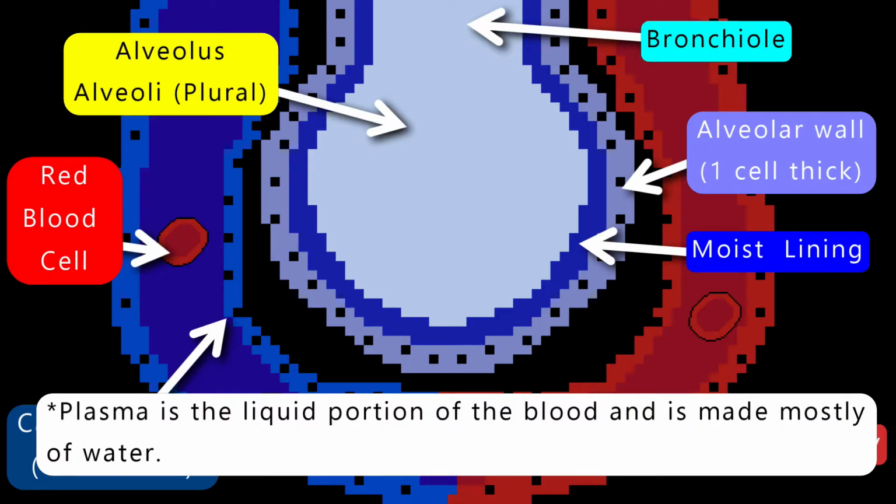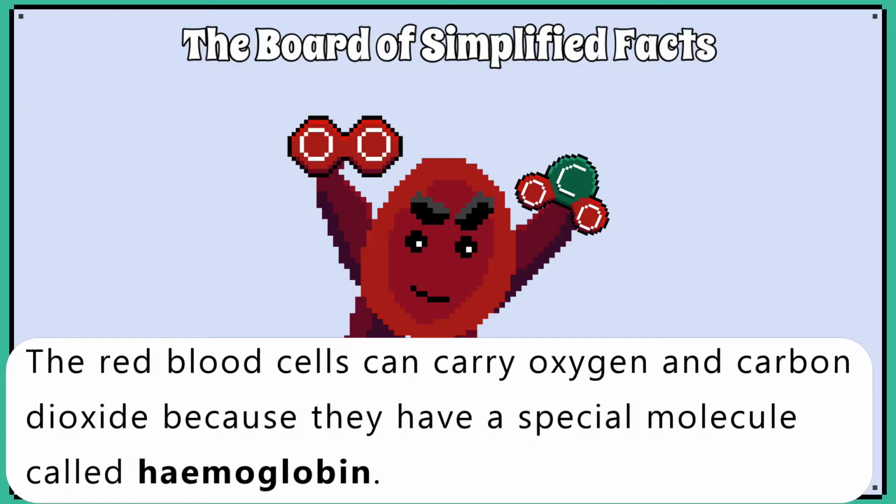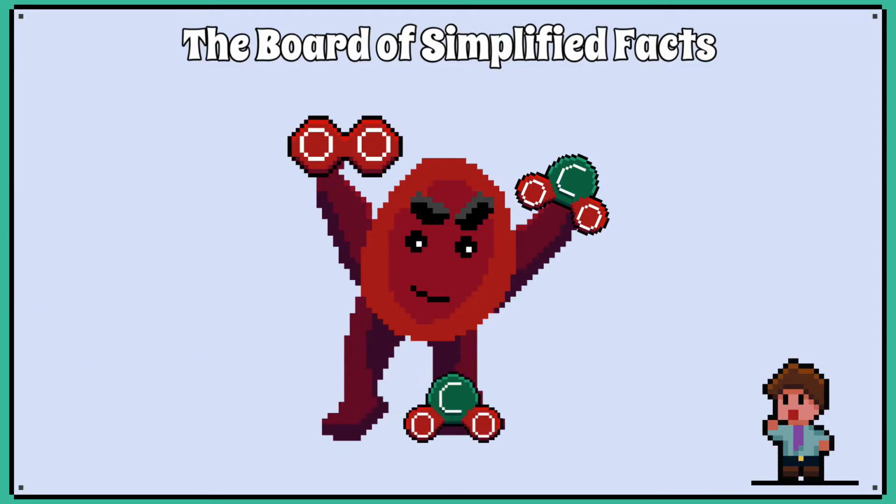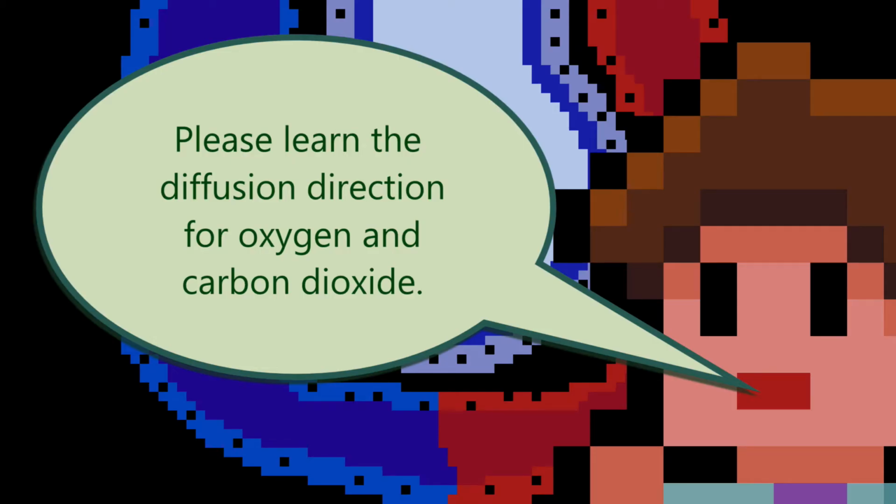The red blood cells can carry oxygen and carbon dioxide because they have a special molecule called hemoglobin. But some carbon dioxide is also found dissolved in the blood plasma. On a diagram, you will need to be able to add arrows showing the direction that oxygen and carbon dioxide are diffusing to. Oxygen is always moving into the blood via diffusion. Carbon dioxide is always moving into the alveoli via diffusion.